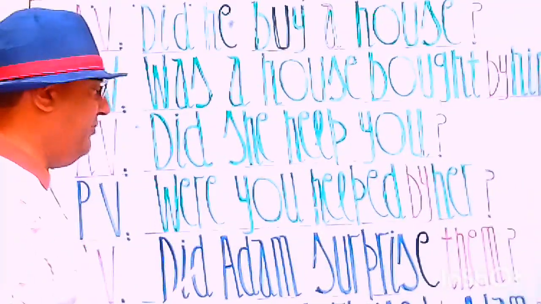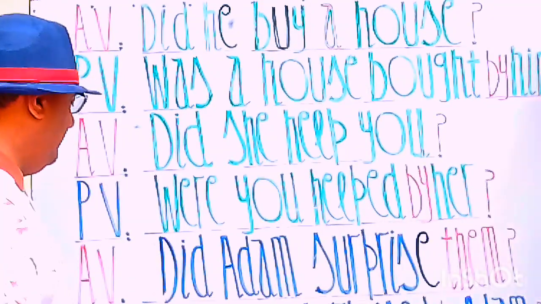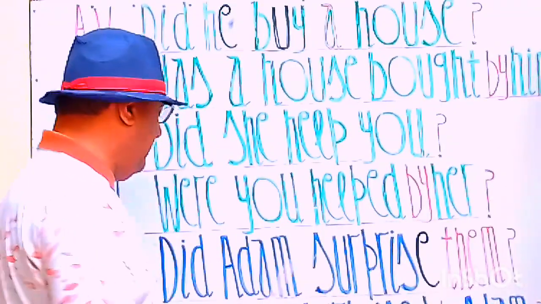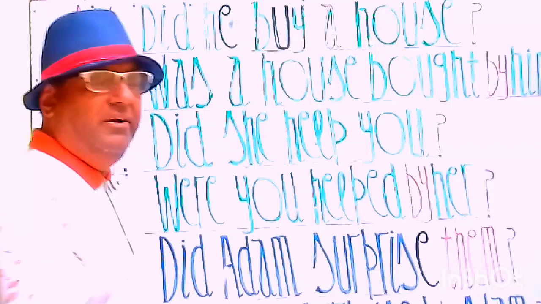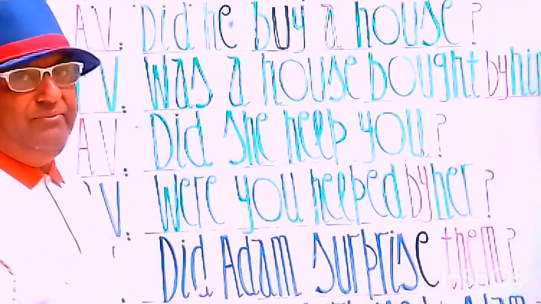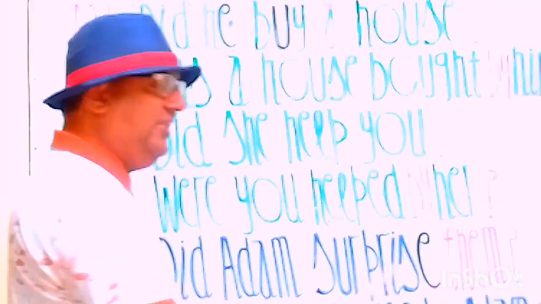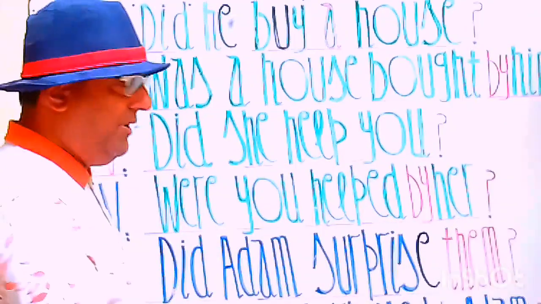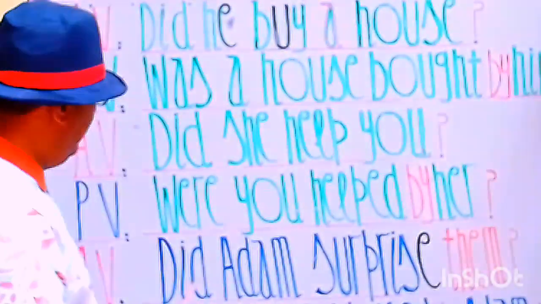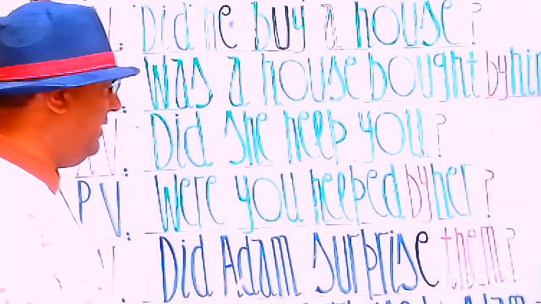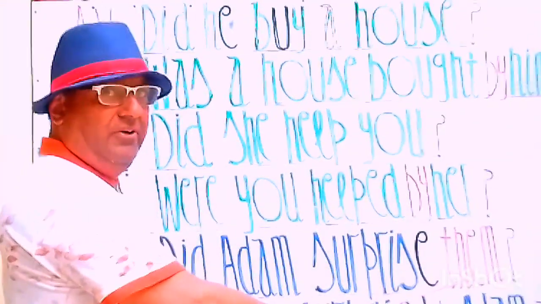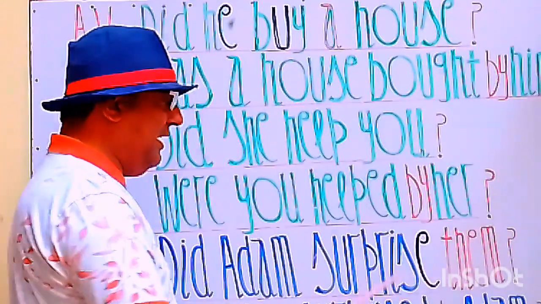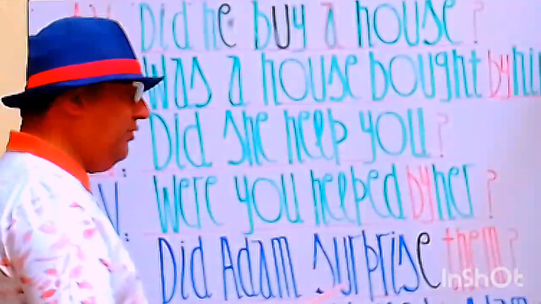Now see the next statement. You see my students, did Adam surprise them? Interrogative sign. Again you see here, Adam is the subject and them is the object, its objective form. So, did Adam surprise them?